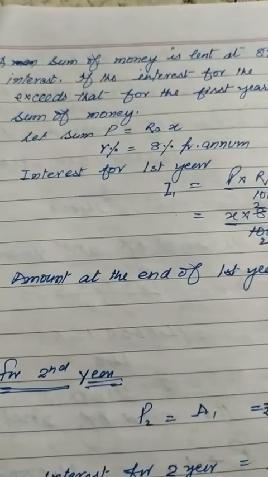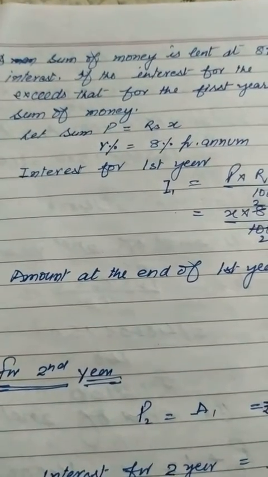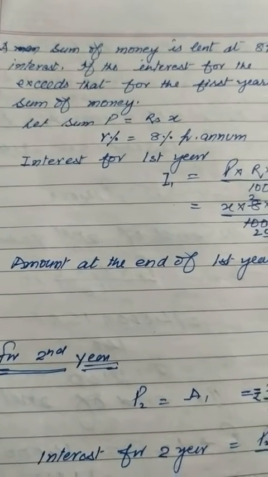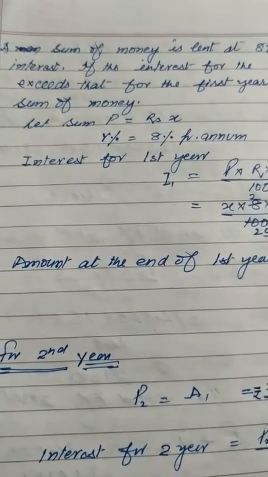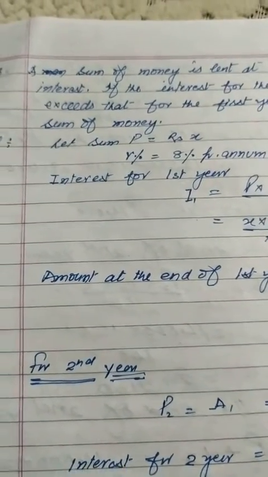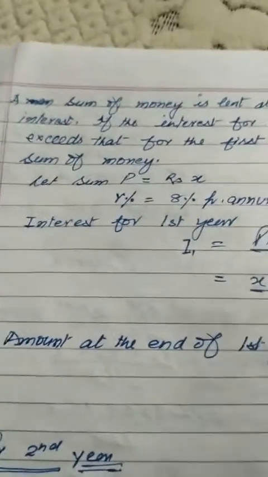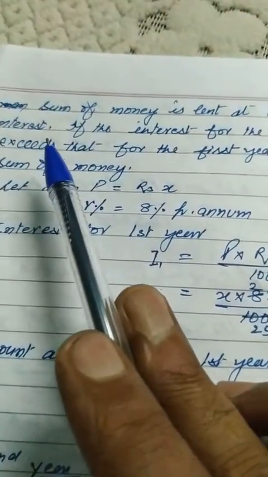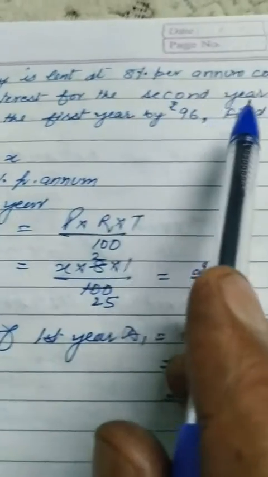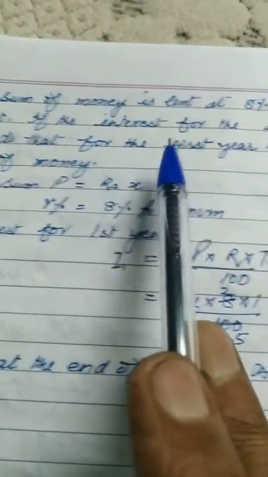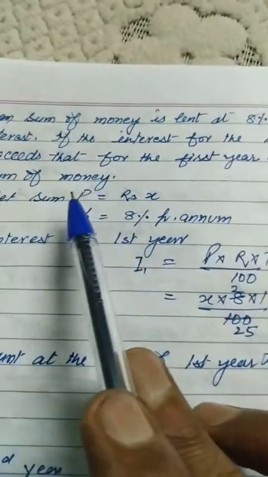Discuss the second exercise, compound interest without using the formula. Yesterday we started Exercise 2B, and the first two questions we discussed yesterday. The third question is: a sum of money is lent at 8% per annum compound interest. If the interest for the second year exceeds that for the first year by 96, find the sum of money.